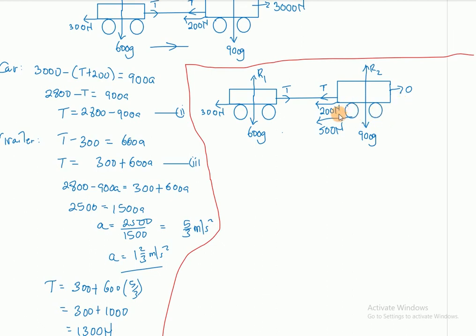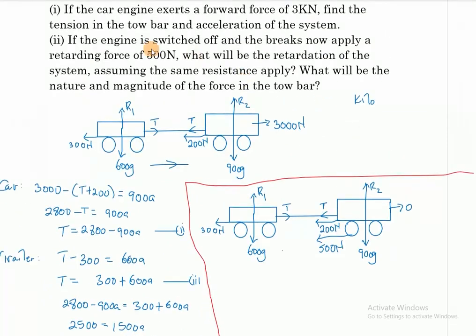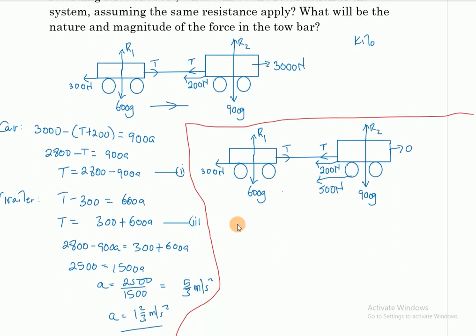They are even applying the brakes, and we have another opposing force being set up here, a resistance force of 500 newtons, in addition to the other 200 newtons. So they ask what will be the retardation of the system, assuming the same resistance applied. I am talking about the same resistance of the first case, the 200, the 300, and now the brakes are applying another 500. So we shall consider the motion of the car still.